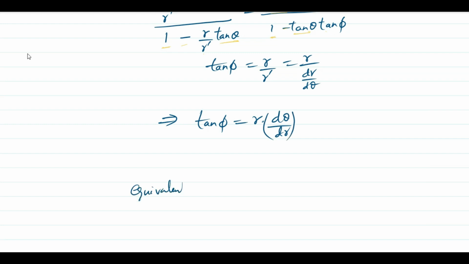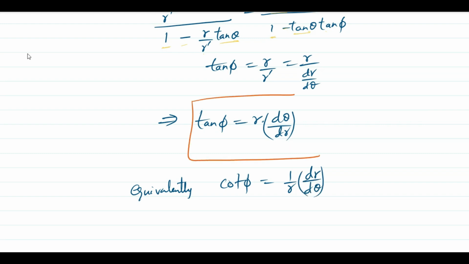Equivalently, we can also write cot of phi is equal to 1 by r dr by d theta. These two relations give us an expression for the angle between the radius vector and a tangent.